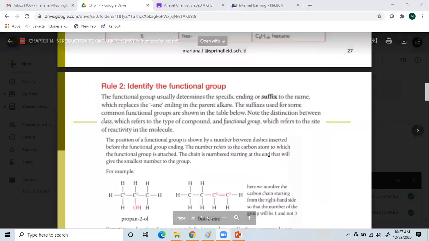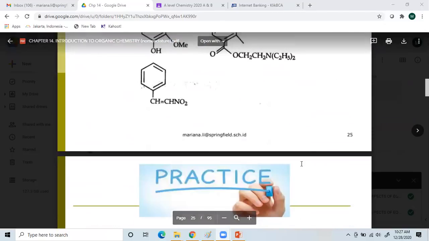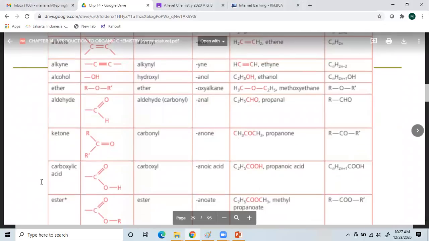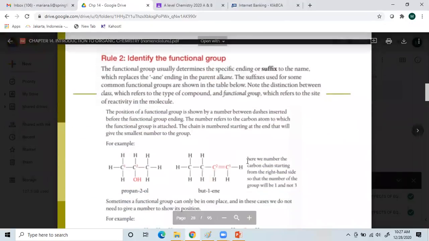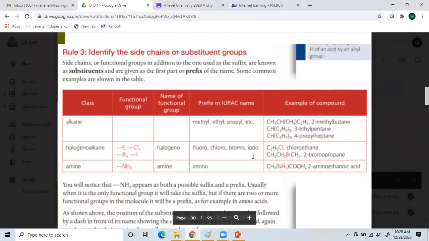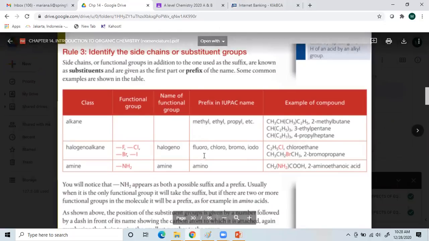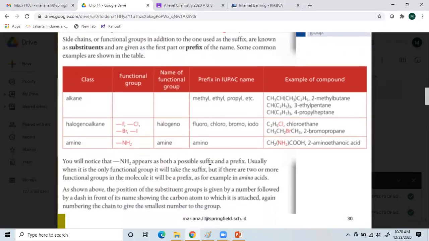Second, you should identify the functional group, because the functional group will determine the name. You can see from this table that if it is a different functional group, then the name will be different as well. So for example, carboxylic acid has the name enoic acid, while ketone has enone. So it is very important for us to identify the functional group. Number three, identify the side chains or substituent groups. The side chains could be an alkyl group such as methyl, ethyl, propyl, etc. Or it could be halogens. And the names for halogens will become halo later on: fluoro, chloro, bromo, iodo. And if it is amine, the prefix in the IUPAC name will be changed to amino. We will learn about this one by one later on.